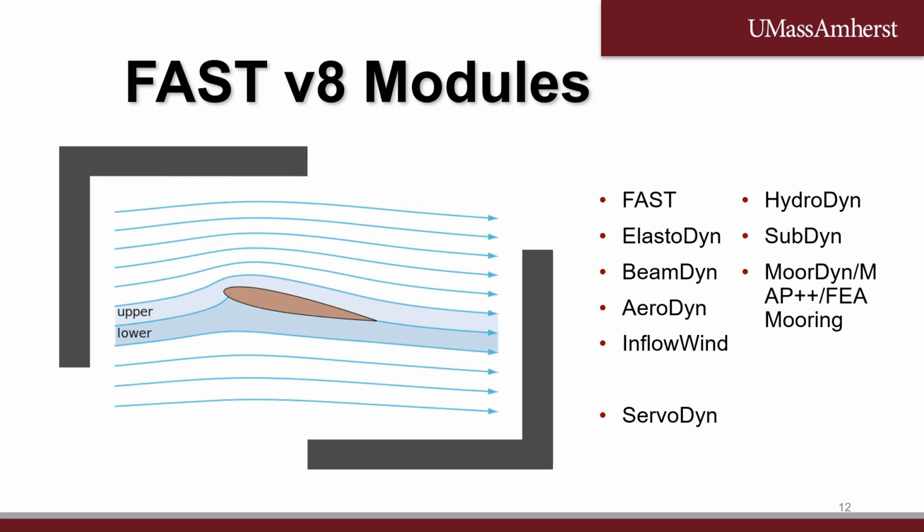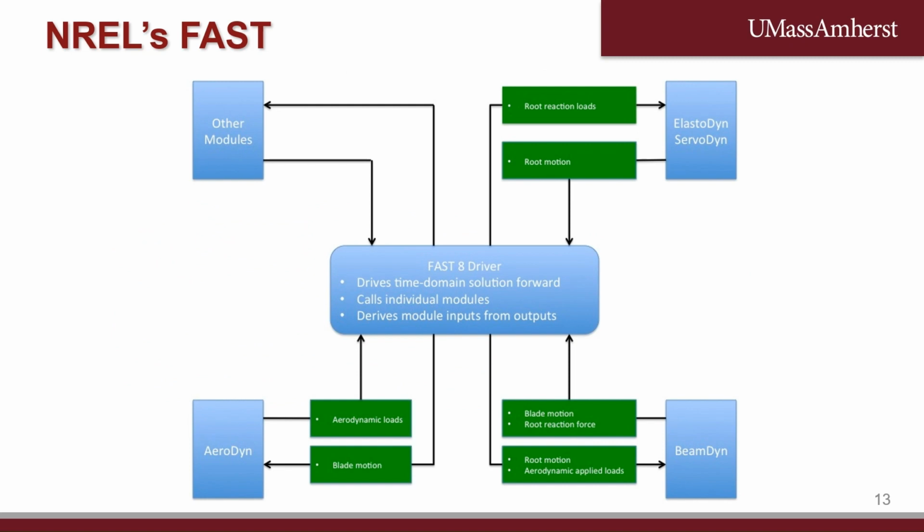The submodules of FAST version 8 include FAST, which is the glue code that holds together all of the other submodules. NREL's FAST is run from the FAST 8 driver and computes time-domain forward step simulations, calling individual modules when needed.